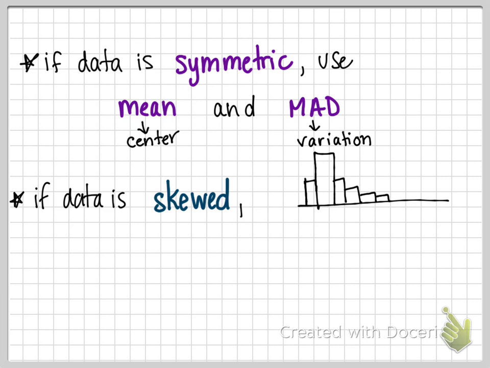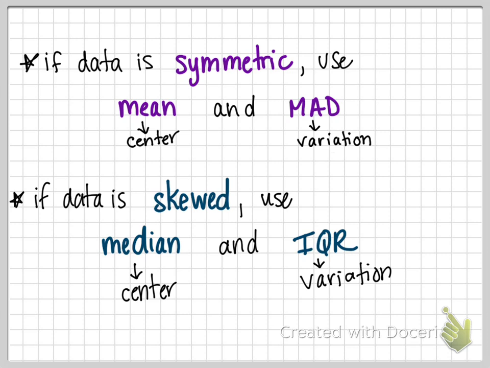If the data is skewed and we want to describe the data using a measure of center and variation, we're not going to use mean and MAD. We're going to use median and interquartile range. So the first step is always to look at the distribution of the data, and then we can decide which measures of center and variation we're going to use.